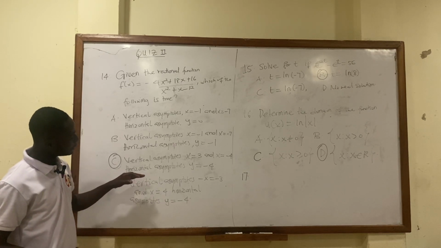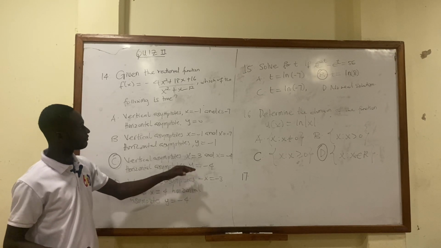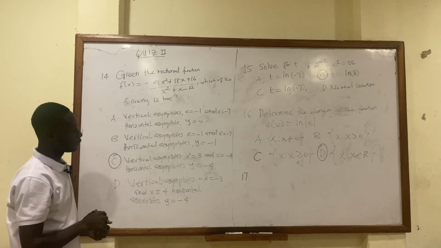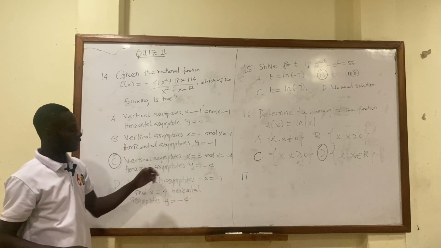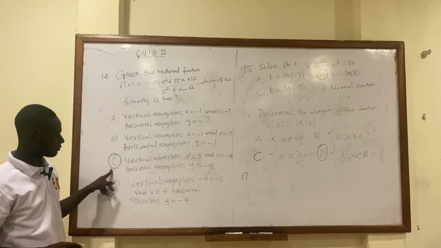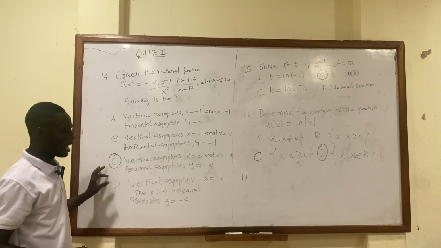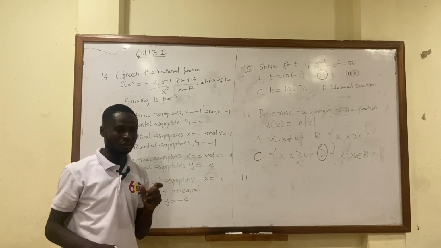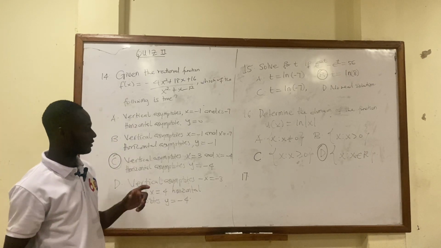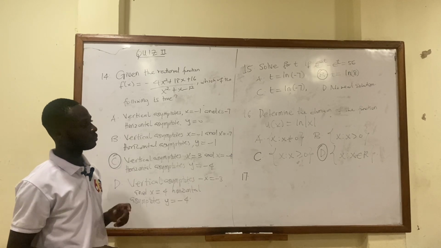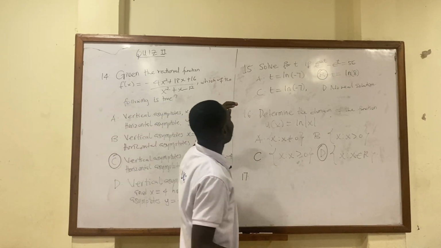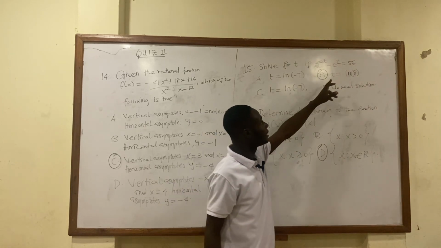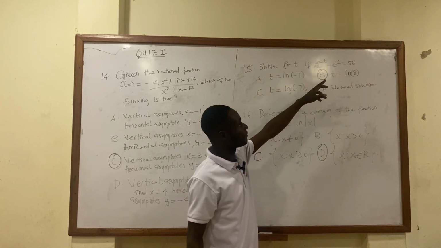Right. Horizontal asymptote is y equals minus 4. Nice. So this is a horizontal asymptote where y is equal to minus 4. So option C is correct. Alright, so question 14, option C is correct. Vertical asymptote is x equals 3, x equals minus 4, and horizontal asymptote is y equals minus 4. 15. Solve for t if e power 2 e minus e power t is equal to 56.